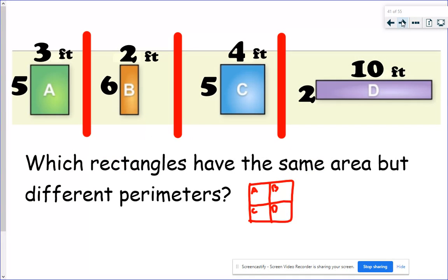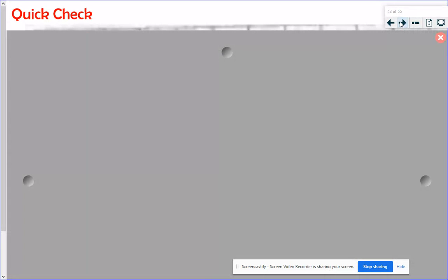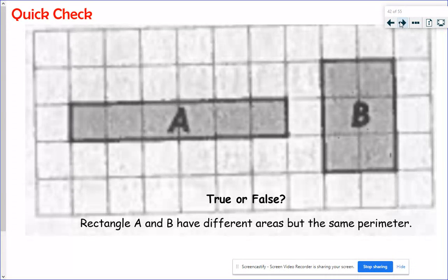So in class, we calculated the area of all of these and the perimeter of all of these, and we figured out which rectangles had the same area but a different perimeter. I think we did enough practice on those for the lesson side we just looked at. If you'd like to pause the video and just practice that on your own, otherwise we're going to move on to this one. So the quick check.